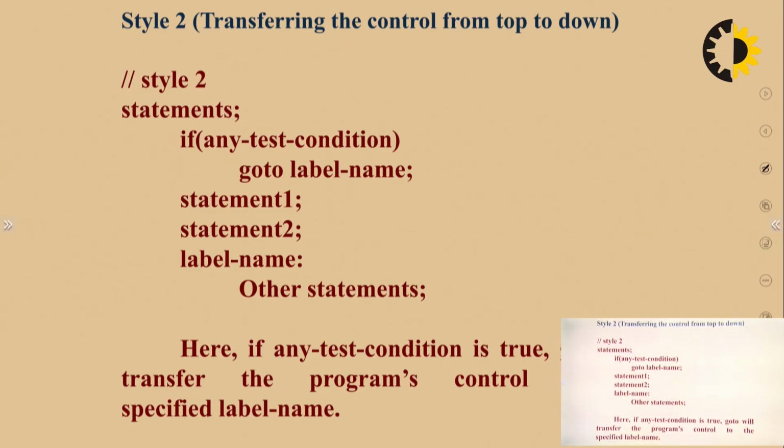Style 2 is transfer. If test condition is there, go to label name. Otherwise, go to label name, statement 1, statement 2, label name, other statement. Here, if any test condition is true, goto will transfer the program control to the specified label name.